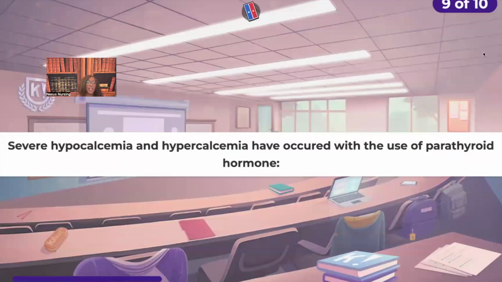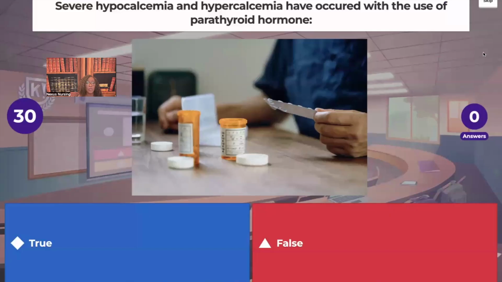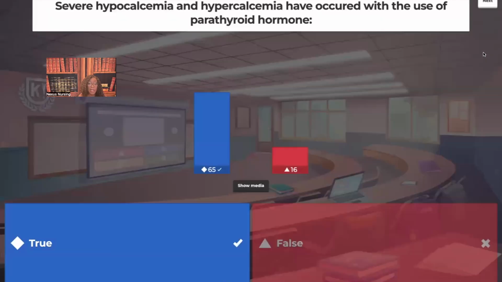True or false? Severe hypocalcemia and hypercalcemia have occurred with the use of parathyroid hormone. Is this true or is this false? If a patient were to take parathyroid hormone, PTH, they have been known to experience both severe hypo and hypercalcemia. Are you going to be watching out for severe hypercalcemia? True.